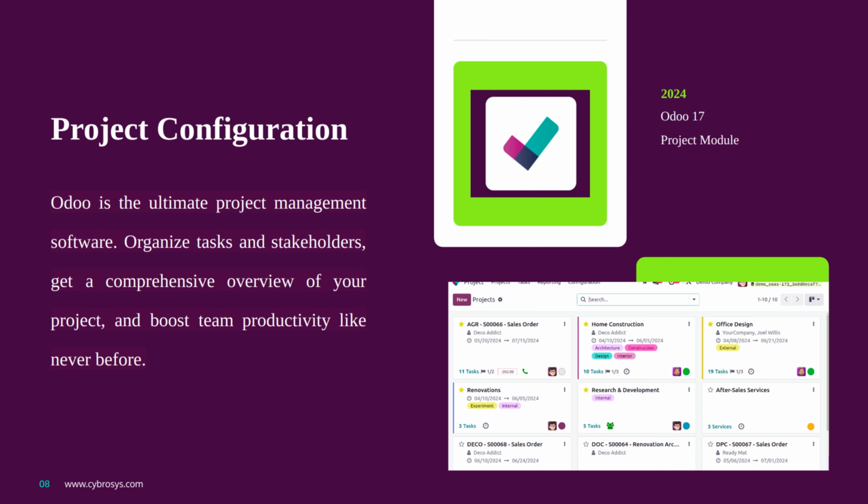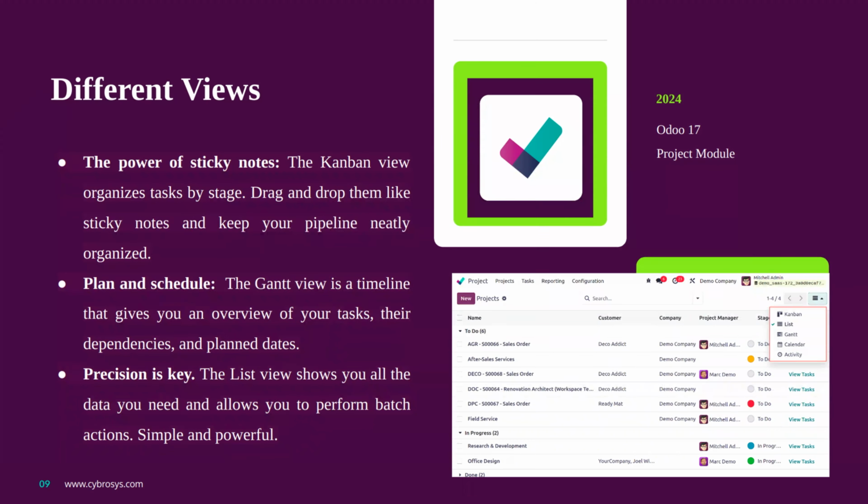Odoo is an ultimate project management software. It organizes tasks, and stakeholders get a comprehensive overview of the project, which improves productivity. So now let's look into some features of the project module.